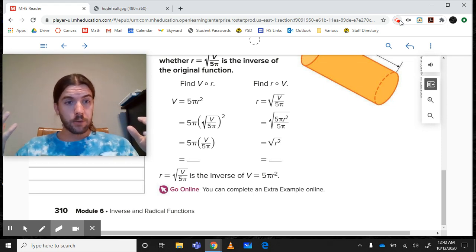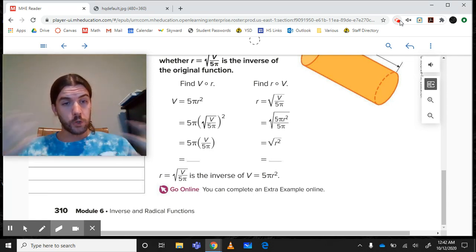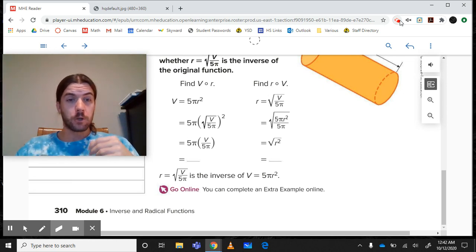We'll take that output and we'll put it into our inverse function, and it'll give us our original input back. We'll move forwards and backwards through these functions that we're using.